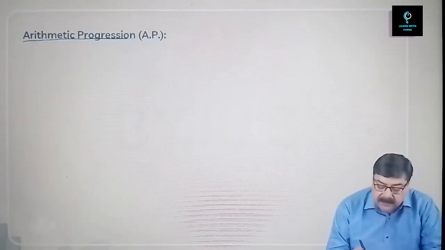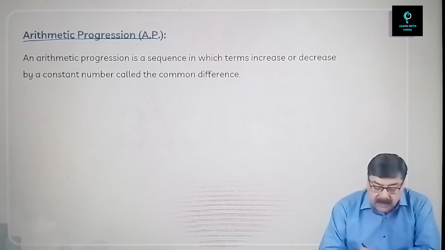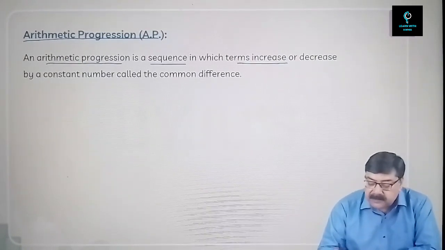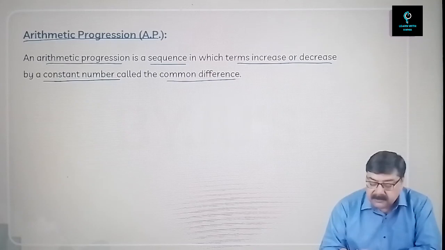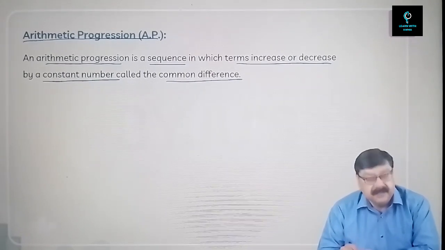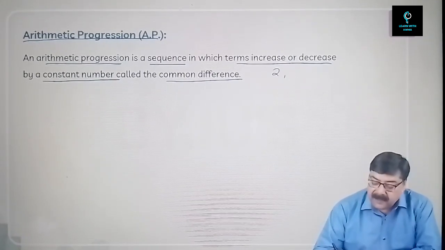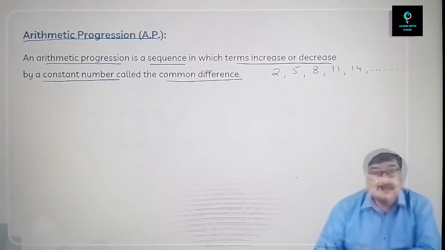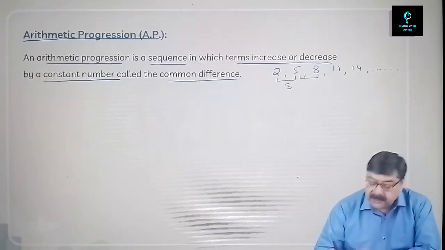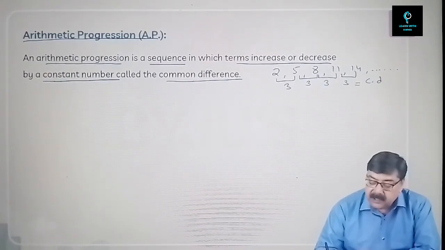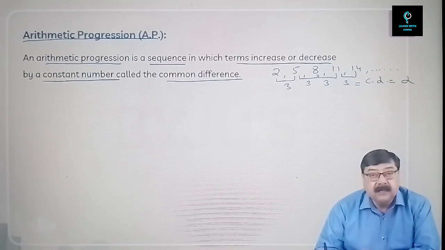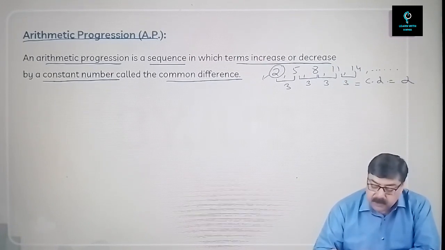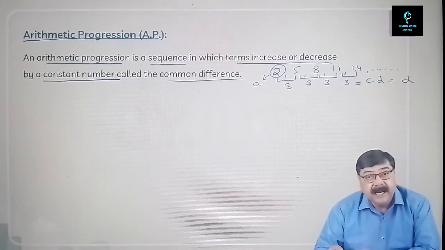Now, let's have a look at the basics for arithmetic progression. An arithmetic progression is a sequence in which terms increase or decrease by a constant number, which is called the common difference. Let us say that we have an arithmetic progression which goes like this: 2, 5, 8, 11, 14. Here the difference between 5 and 2 is 3, between 8 and 5 is 3, between 11 and 8 is 3, between 14 and 11 is 3, and this is the common difference, usually denoted by D. Now, 2 here happens to be the first term, which is denoted by A.